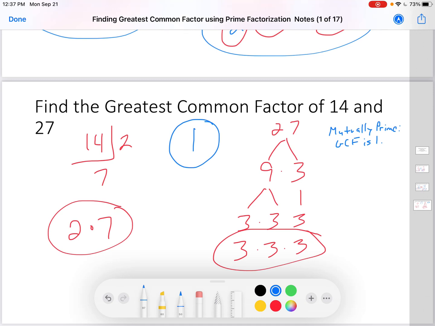So, to summarize, find the prime factorization of each number, find the things which they have in common, multiply them together, and you get the greatest common factor. If they have nothing in common, then the greatest common factor is 1, and the reason is that those numbers are mutually prime. That's it. It's as simple as that.